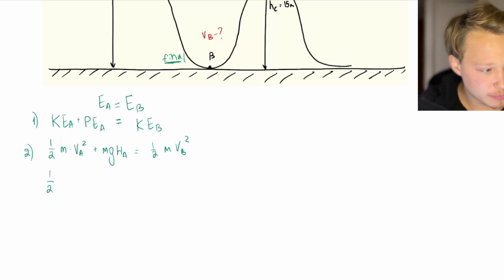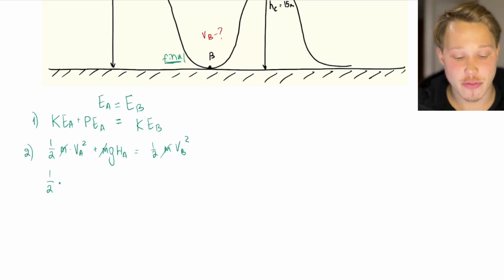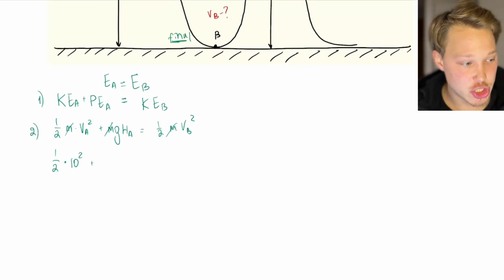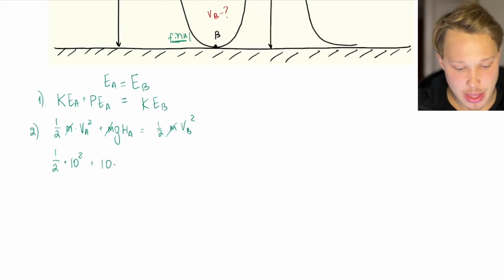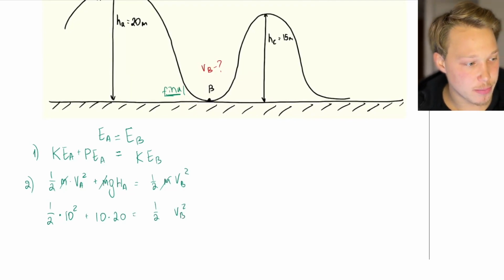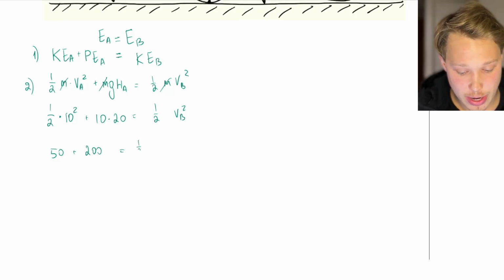So 1/2, let's see, there is mass in each term, so just to simplify it, I can cancel it out. And I have the following equation. So 1/2, velocity at A was 10, so 10 squared, plus g, let me just take g as 10. Height of A will be 20, equals 1/2 VB squared. So 1/2 of 10 squared is 100, 1/2 of 100 is 50, plus 200 is equal to 1/2 of VB squared.